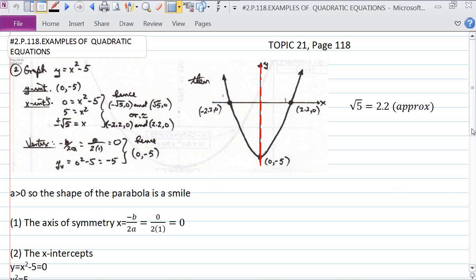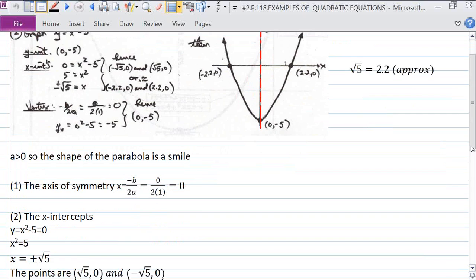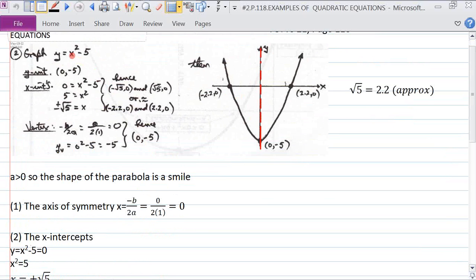So let's go over this step by step. Since the coefficient of x squared is 1, a is greater than 0, so the shape of the parabola is a smile. Here we can see that it's a smile, and we know that ahead of time.